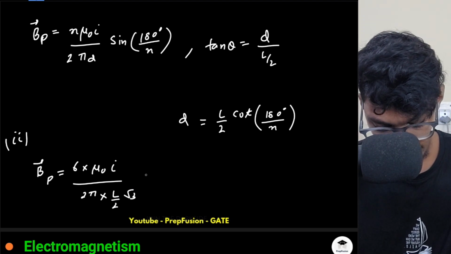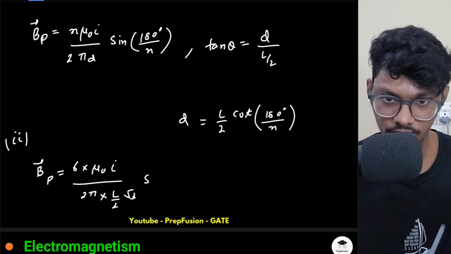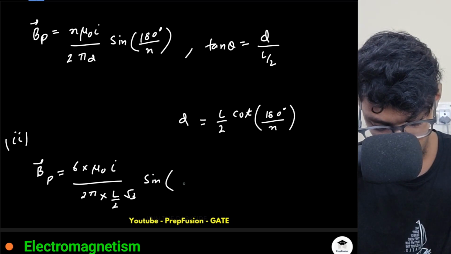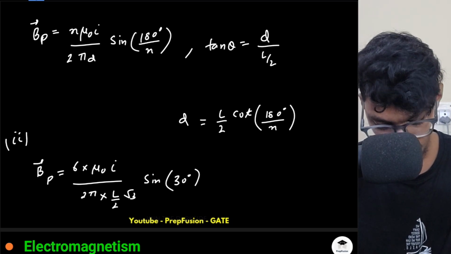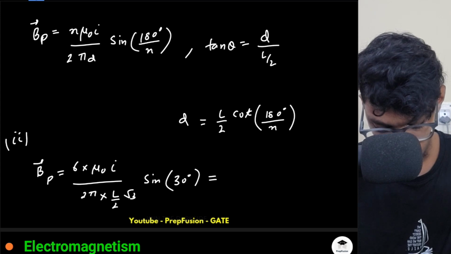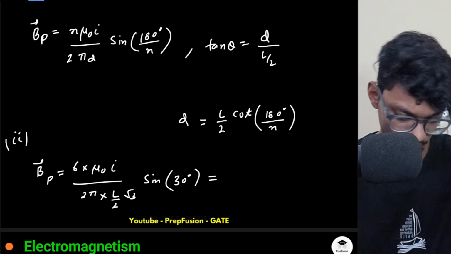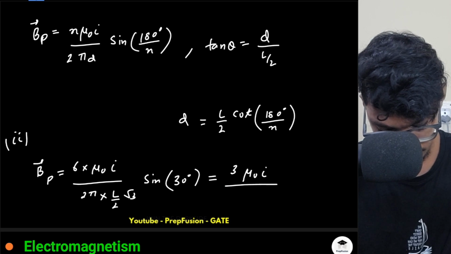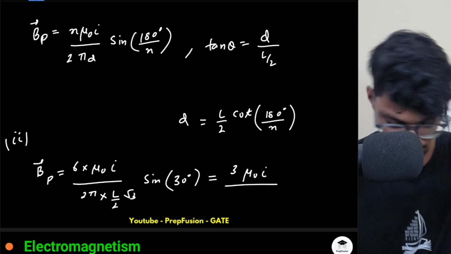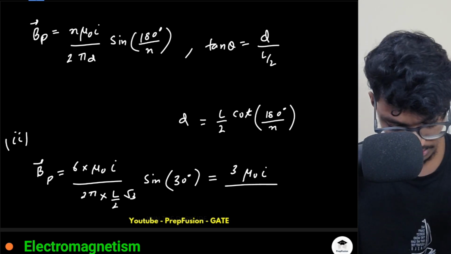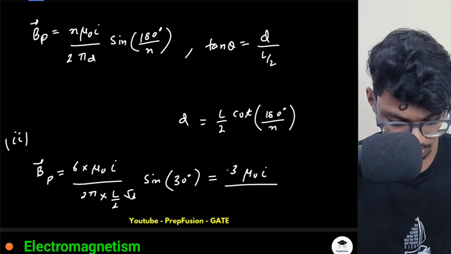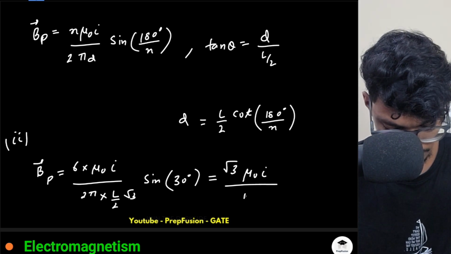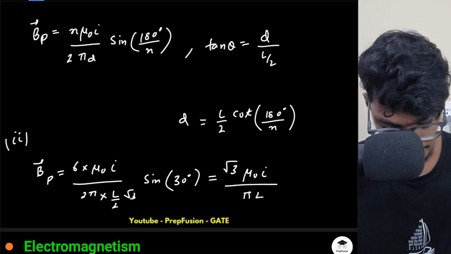Okay, and in here, like I have derived, you can derive it as well, or you can put it directly in the formula. This will be sine 30. Sine 30 is 1 by 2. So this one will come out to be 3 mu naught I. Okay, and 2 will get cancelled. Root 3 is still at the bottom, so root 3 will be at the top. So it will be root 3 mu naught I pi L.